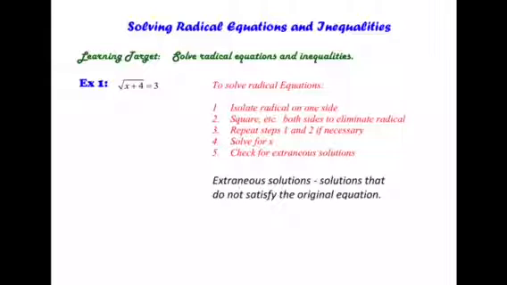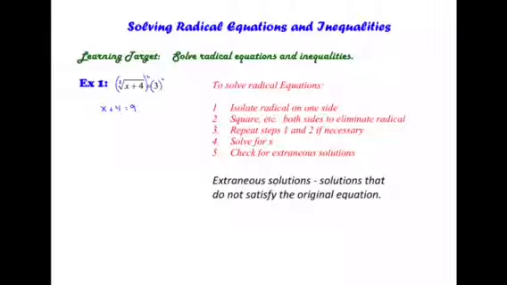So we're going to square. Because the index is 2, we will square. That's what undoes the square root. That's what the inverse is. So we square both sides, and we're left with x plus 4 is equal to 9.